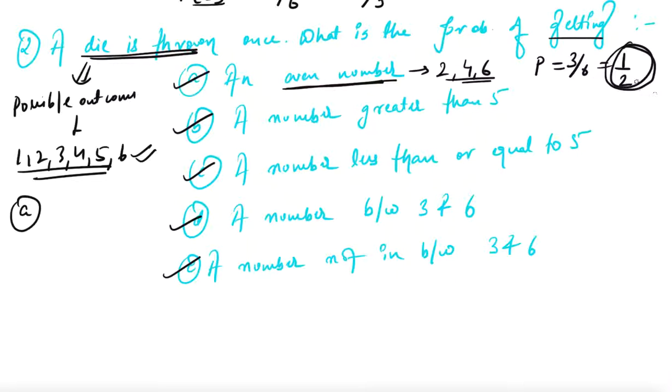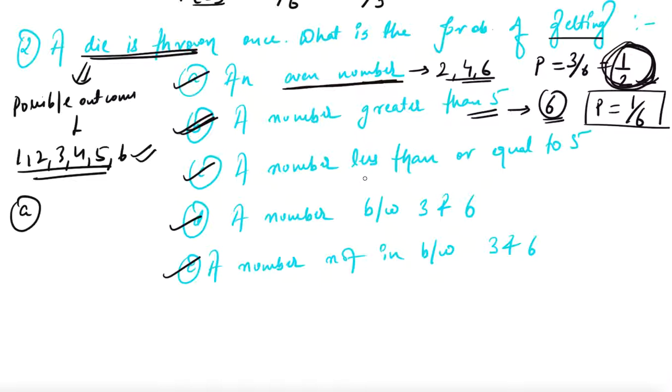Try to understand the meaning of this thing. Formula and all you can always calculate, but try to understand the meaning of this half. It means that whenever you do this experiment, there is a 50% chance that you will get an even number. Now let us see the second thing. A number greater than 5. Greater than 5 means what all are the cases? Only 6, because 6 is the only number greater than 5. So the probability will be this one event out of total 6, 1 by 6. So this is the probability of getting a number greater than 5.